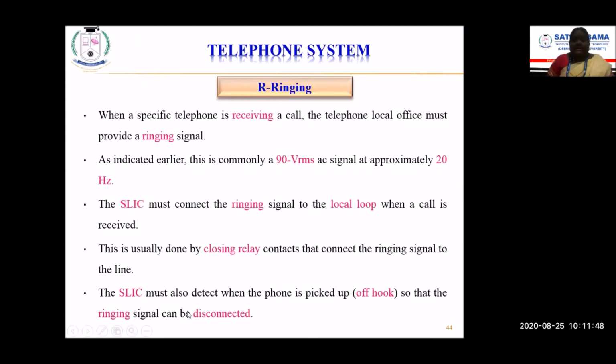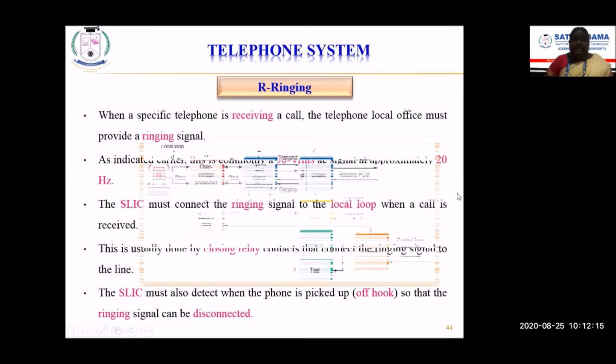The SLIC must also detect whenever the phone is picked up, that is, when it is off hook, so that the ringing signal can be disconnected. The ringing circuit keeps ringing, and whenever we lift the handset, the ringer circuit should be cut off and the relay switch disconnected. That functionality happens with the help of the ringing function available in the SLIC. So that is the one here.